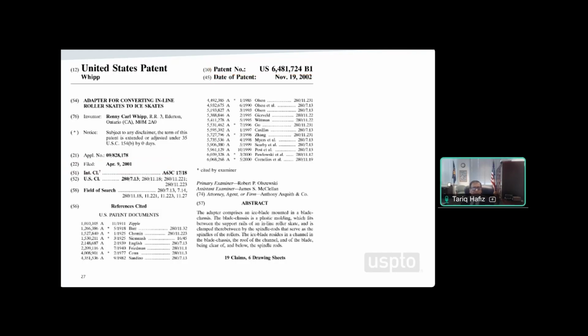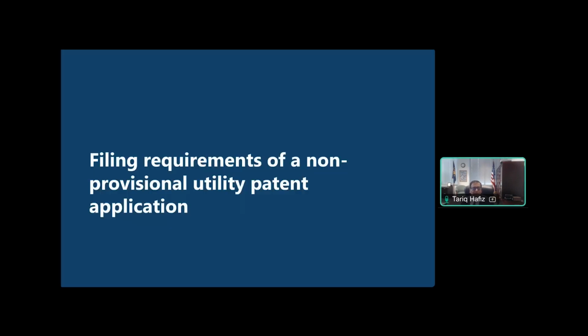So going through this. Okay. So filing requirements of a non-provisional patent application, right? Again, publication only happens for non-provisional. They're published at 18 months after filing or when patented. Provisional applications are not published at all.